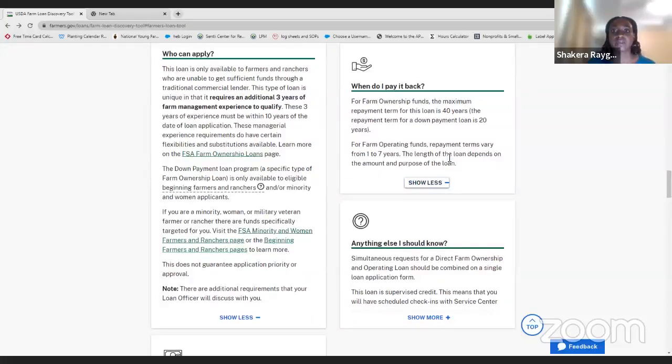Next, when do I pay it back? They will decide based on your farm business plan the term of your loan. For ownership loans, they can vary, you know, between 20 years, 40 years. For operating loans, if you're purchasing items for just 1 year, let's say you're going to get your compost for one season, then that's an annual expense, so you're going to have to pay that back in 1 year. But if you're buying a tractor or an implement, that would be a 7-year item.